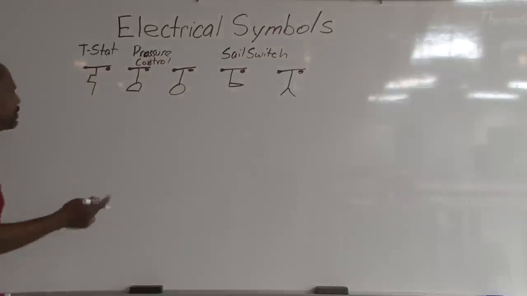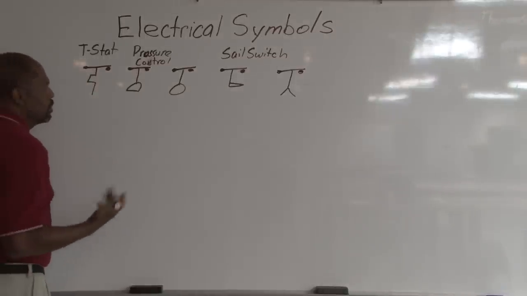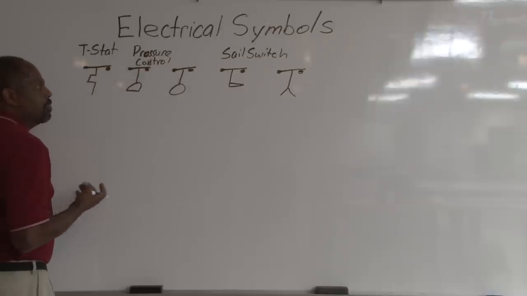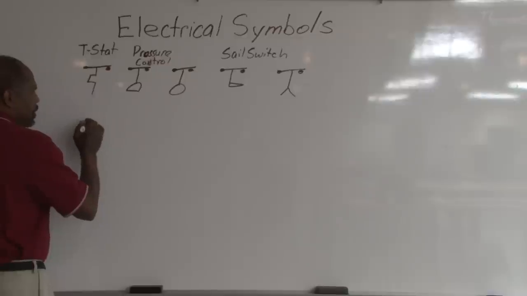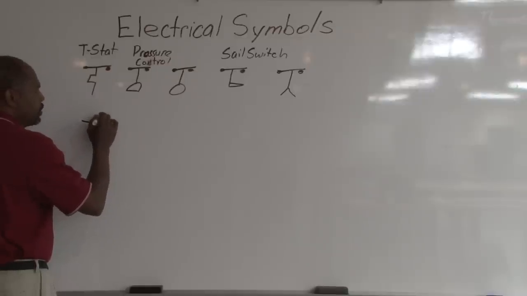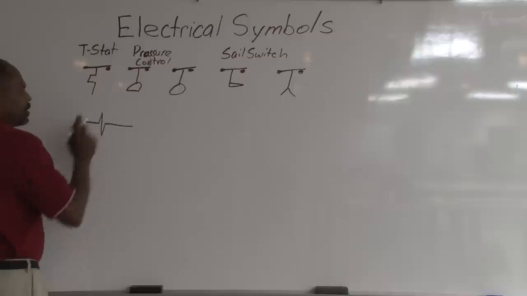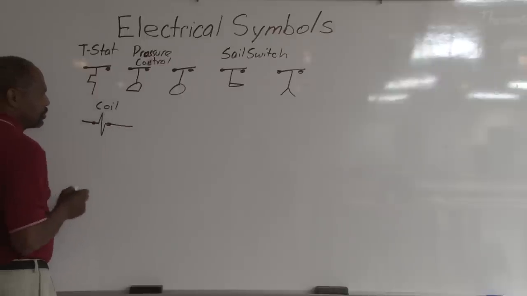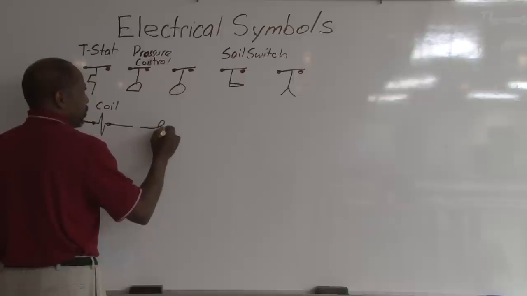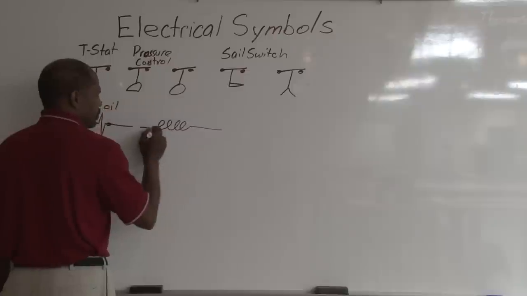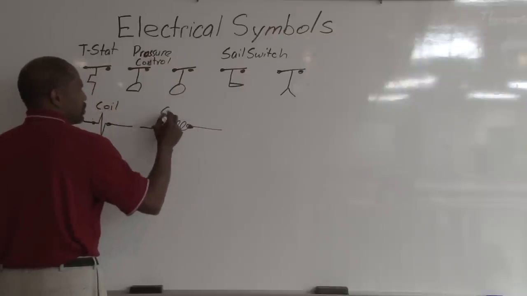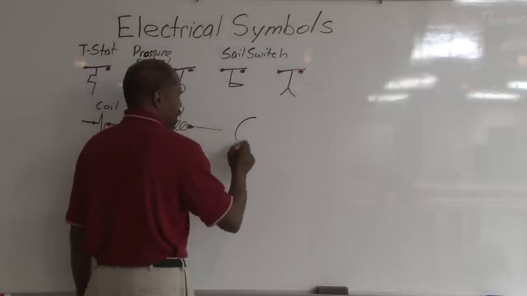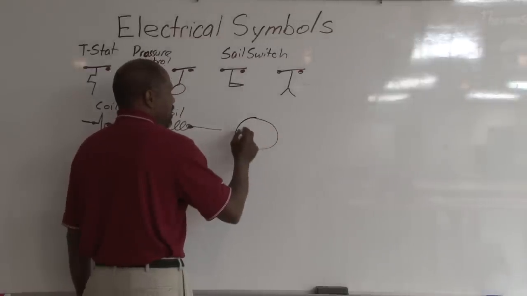Other components you may find, we're dealing with motors or solenoids or other types of consuming devices. These are switches that open and close based on what it's used for. But an electrical coil or solenoid coil would look like that. Sometimes it'd be drawn like this. Or we may find a motor. It may be drawn just as a circle, and it'd be abbreviated what it's used for.